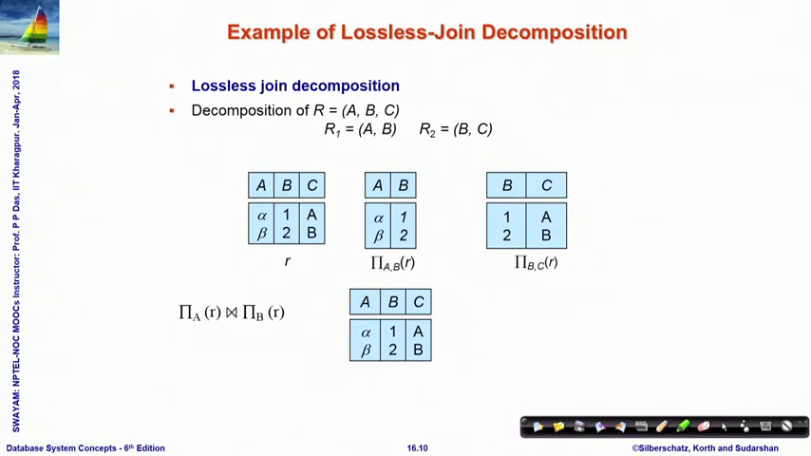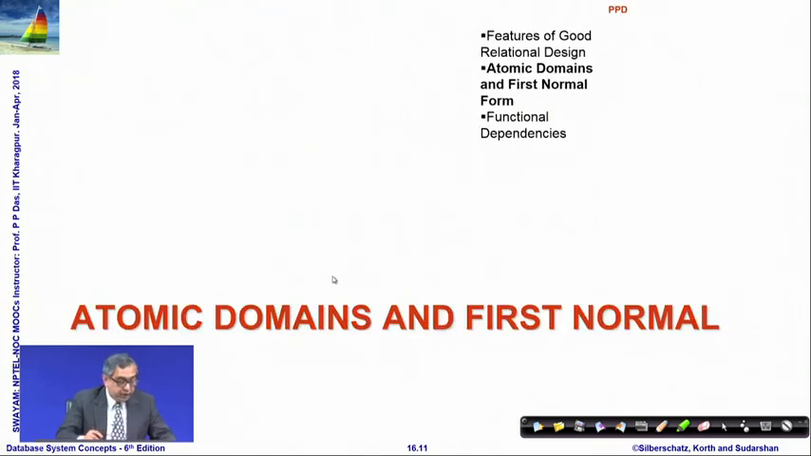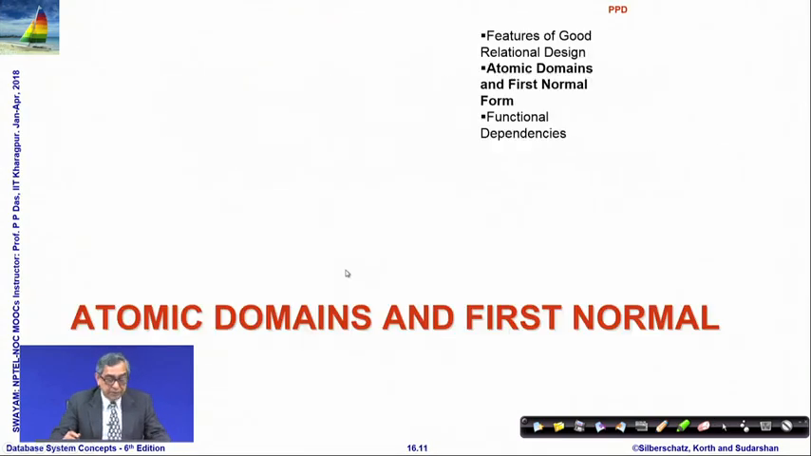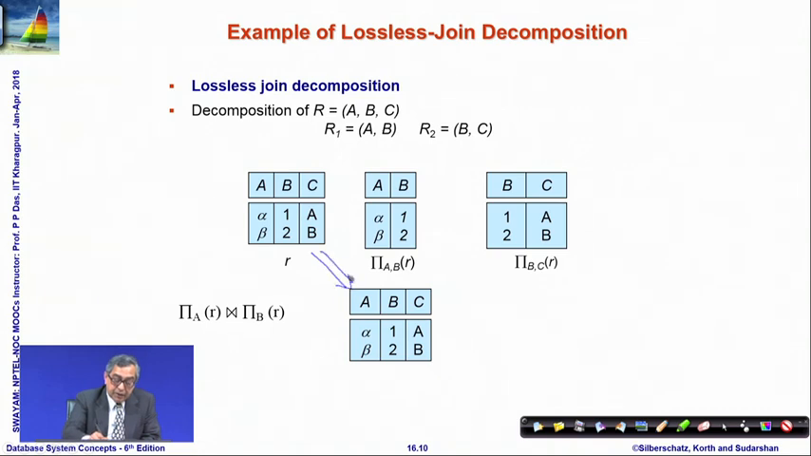Here is again a hypothetical example, a relation having 3 attributes, which we have decomposed into 2 relations having 2 attributes each, and we have shown an instance. In this case, when I take the join, the original information is completely retrieved. I get back the same table, and when that happens, I say that the join is lossless.